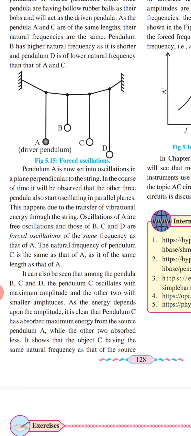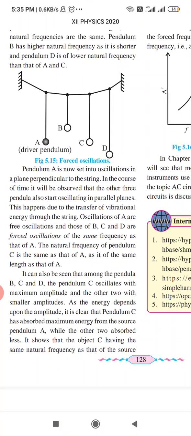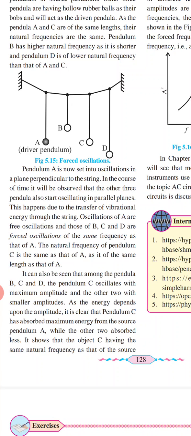Now if pendulum A is set into oscillations in a plane perpendicular to the string, in the course of time we observe that the other 3 pendulums also start oscillating in parallel planes. This happens due to transfer of vibrational energy through the string. So the oscillation of A is free oscillation, while those of B, C and D are forced, with the same frequency as that of A. The natural frequency of pendulum C is the same as that of A. Why? Because A and C are of the same length.